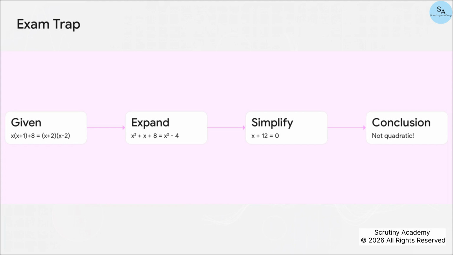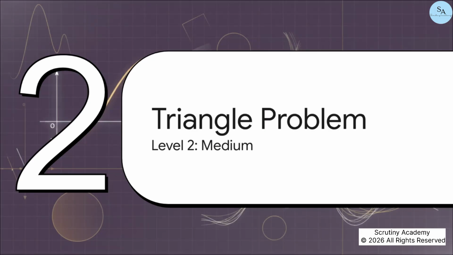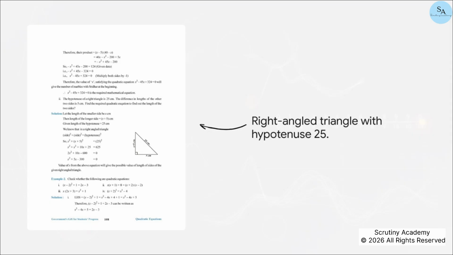Because our a term became 0, our curve completely flattened out. It's an imposter, definitely not quadratic. Moving on to level 2, the triangle problem. Let's call this medium difficulty. You are doing fantastic so far.